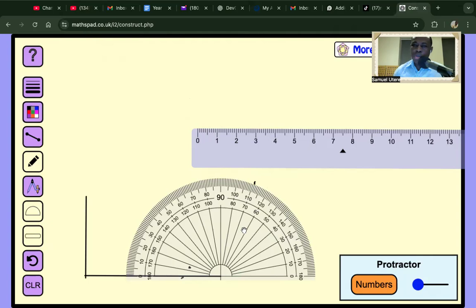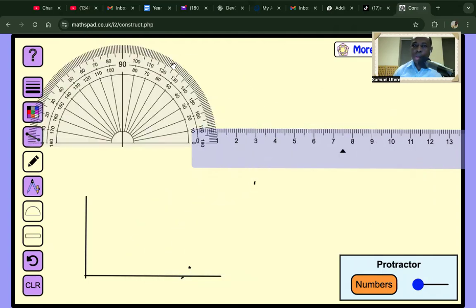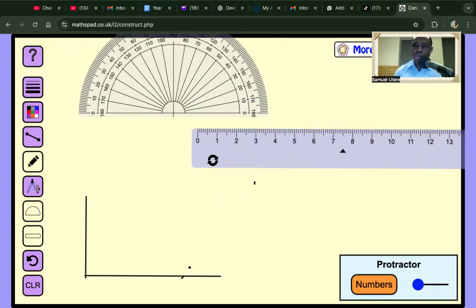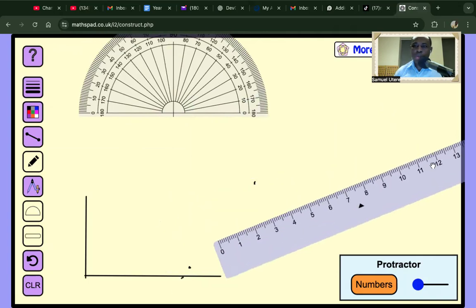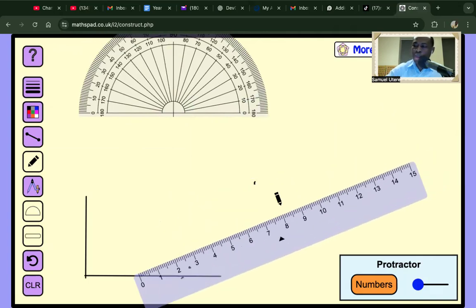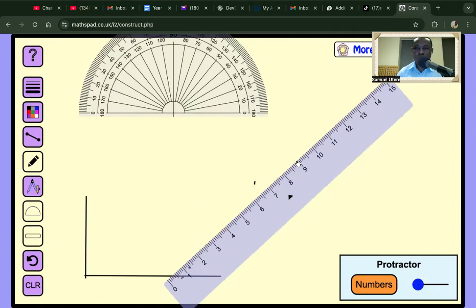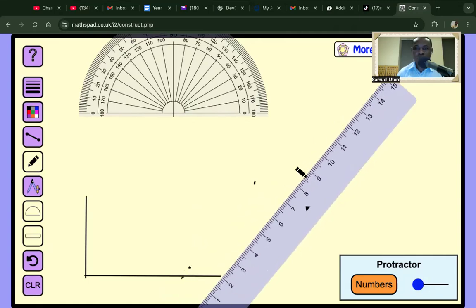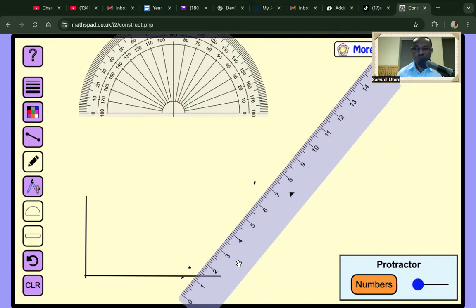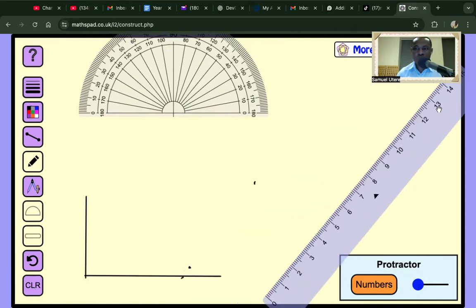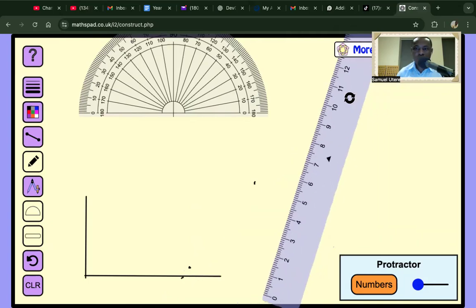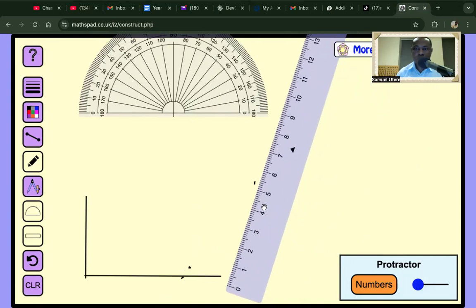Now, we're going to use our ruler and draw through that point a length of 2.5 centimeter. So we want 2.5 centimeter. So we'll line it up. About there.